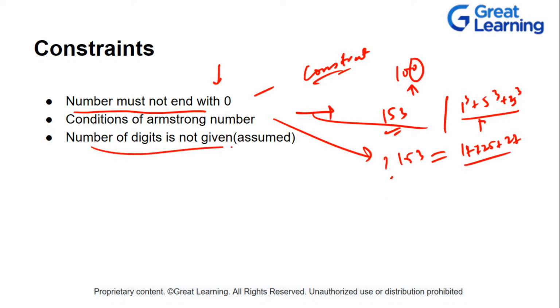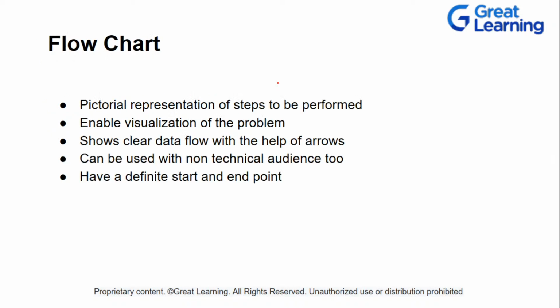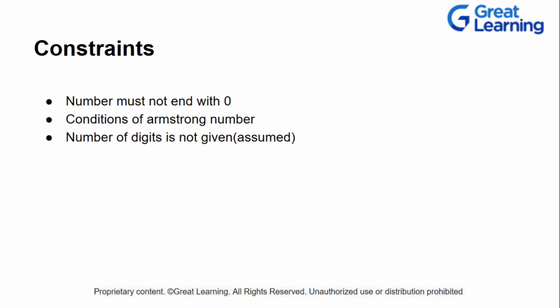Only when you have this scenario can you say that this is an Armstrong number. The number of digits is not given, so you need to find the number of digits as well. So 153, you need to find the number of digits. How do you find the number of digits? Quickly guys, now I'm asking you this question, so this constraint thing is also clear. Then we will move on to the flowchart. Before that, can you quickly tell me, if you have been given this number 153, how do you calculate the number of digits in this? Do you have any idea?